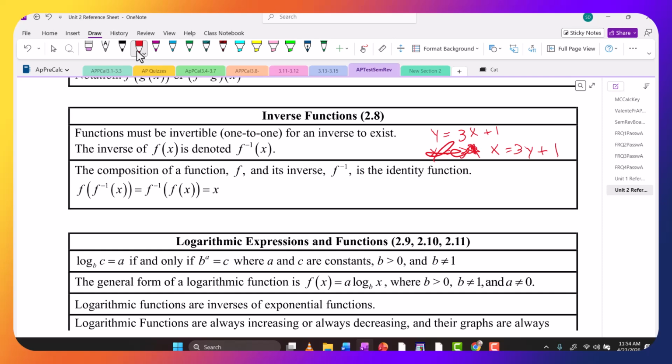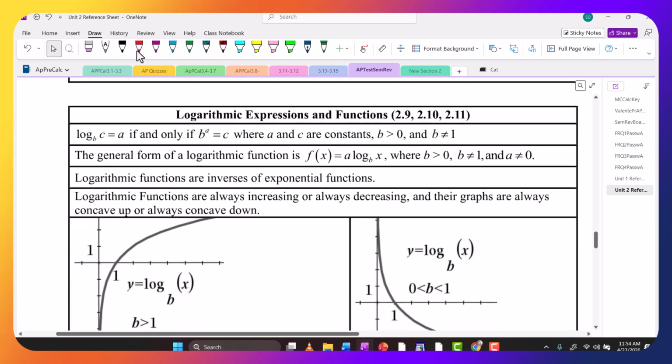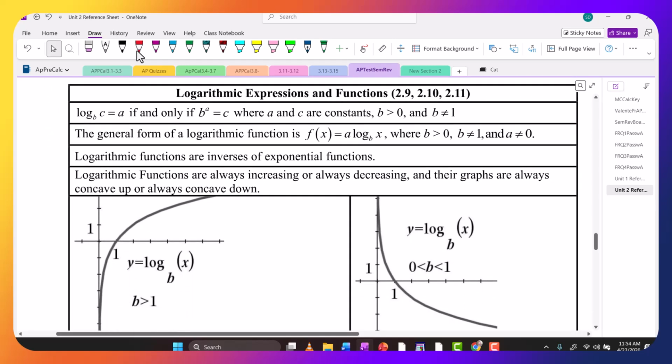And then if you do have a function and its inverse and you do a composition of those, you will end up just getting x. And hopefully you remember that as well. Not sure that'll end up on the exam or not. We'll see that as we go.